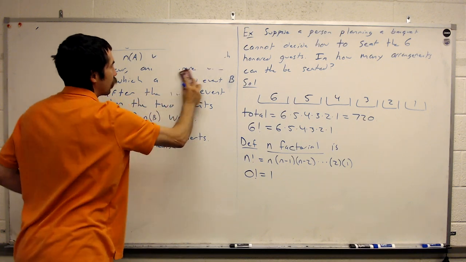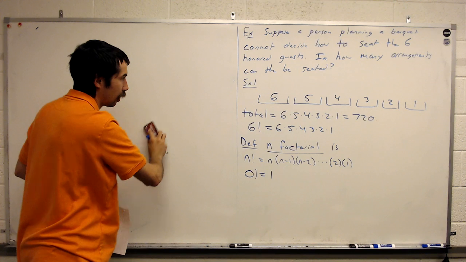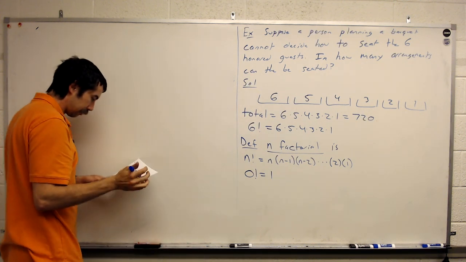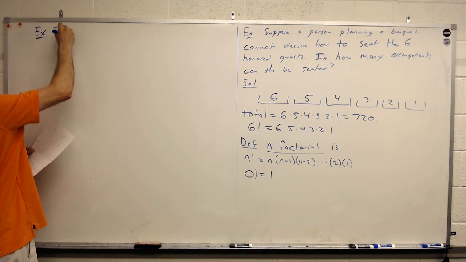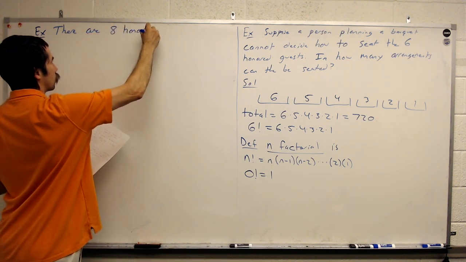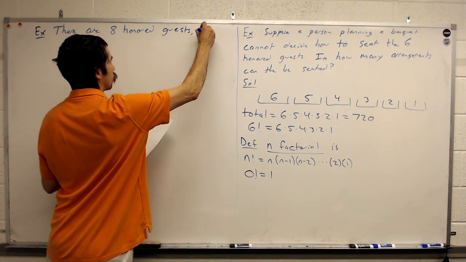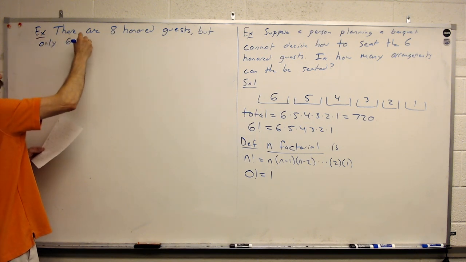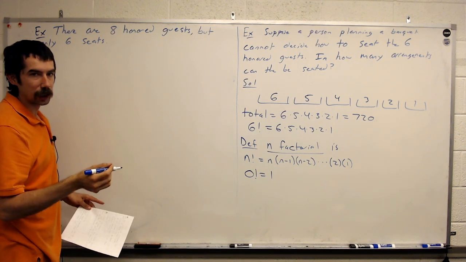So let's take a look at another example. In this last example, the number of seats was equal to the number of honored guests. Now let's say there are 8 honored guests, but only 6 seats. How many arrangements can be made?